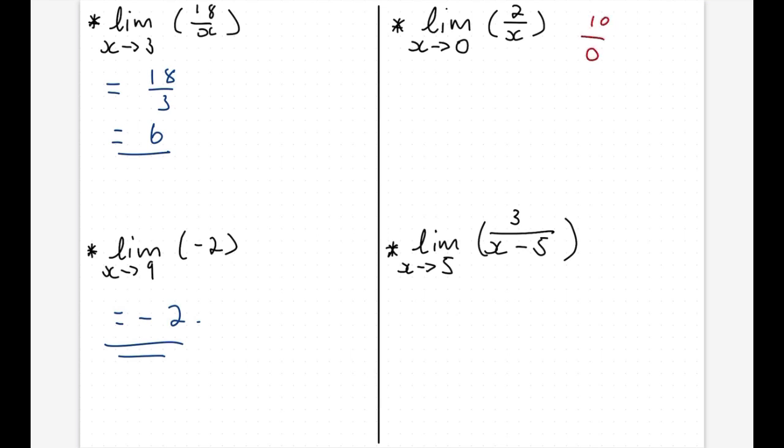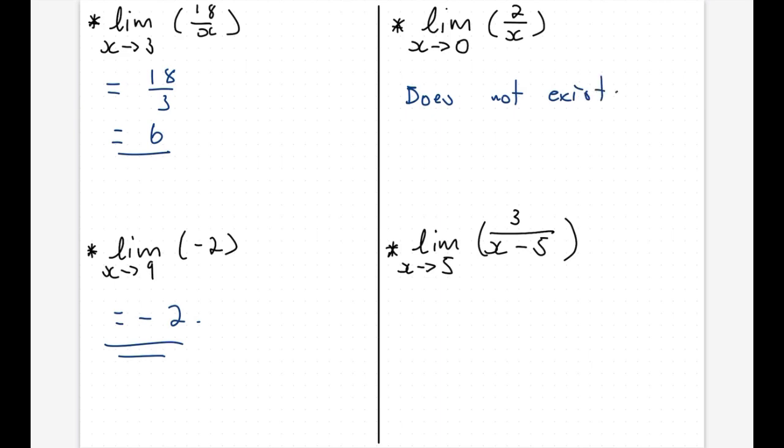If you take 10 and divide it by 0, your calculator will say that's an error. If you take the square root of a negative number, say the square root of negative 4, your calculator will also say that's an error. So because of this, when you are given something like the limit of 2 over x as x approaches 0, you would say it does not exist. This limit does not exist.